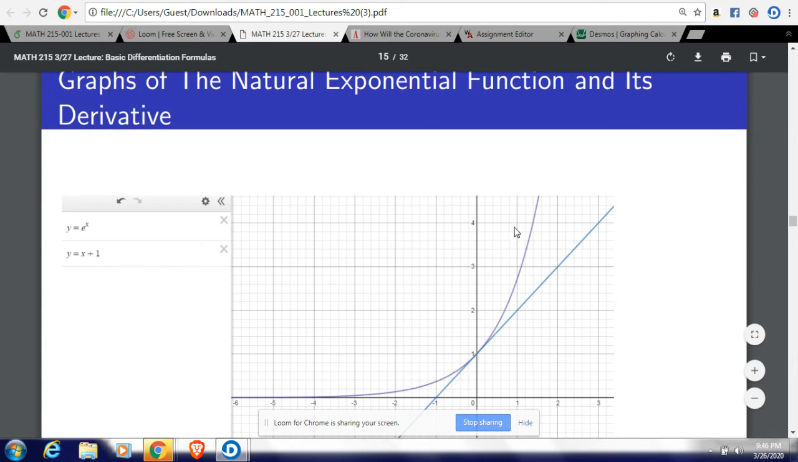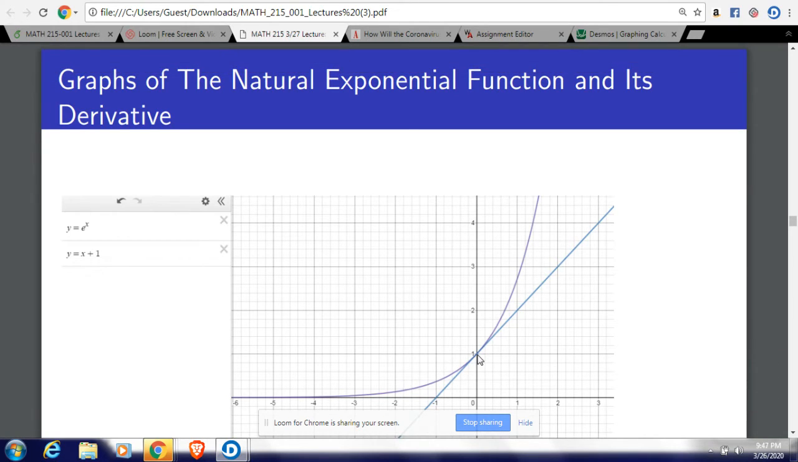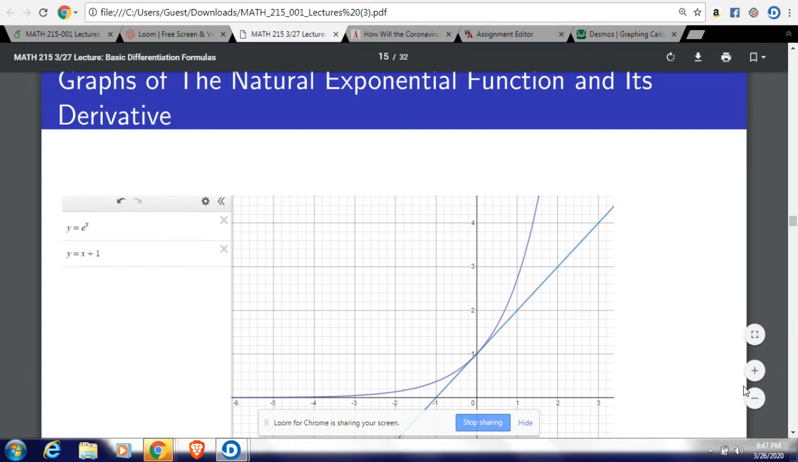Here's a graph of the exponential function, as you can see. It has the same shape as all exponential functions, but it has a special property that when you look at the tangent line at the point 0, 1, and all exponential functions pass through this point, the slope of the tangent line at that point is equal to positive 1.